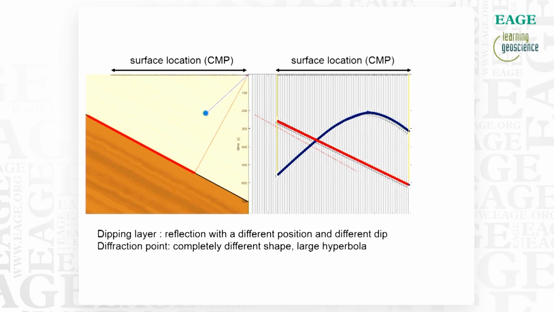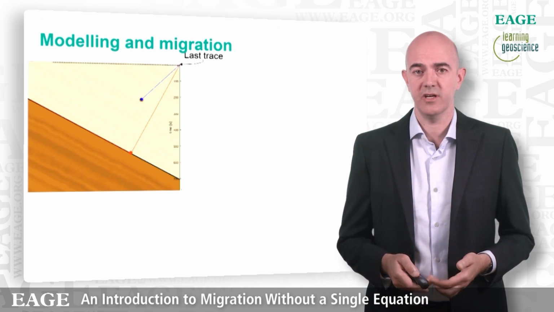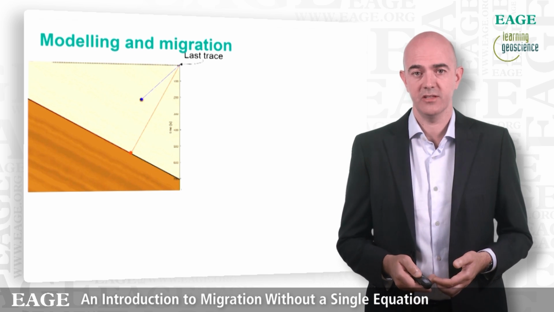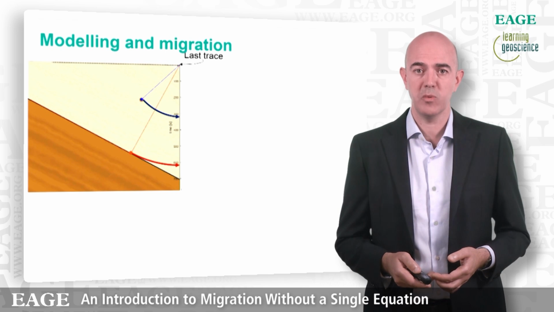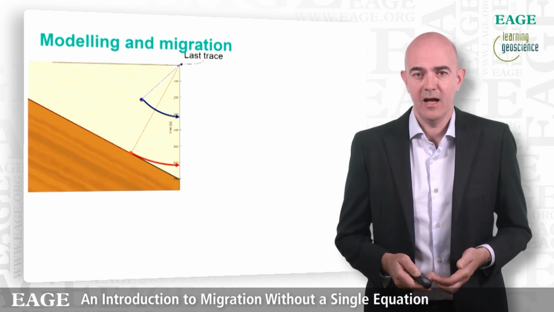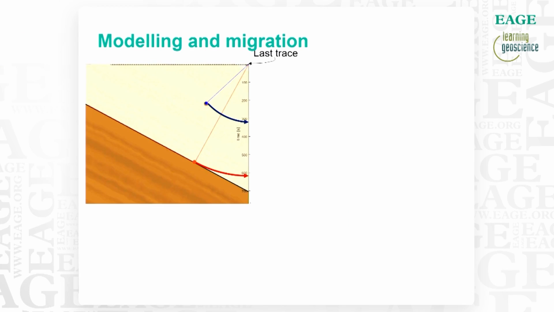So the big question is, how can we go from the data back to the model? When we go from the model to the data, it is a modeling exercise. When we go from the data to the model, it is a migration exercise. Modeling will be taking those two points and putting them at the location of the trace, which is an arbitrary, conventional location. We put it at the CMP, but we could put it somewhere else. So those two events are the events that we move from their true subsurface location to the trace location.